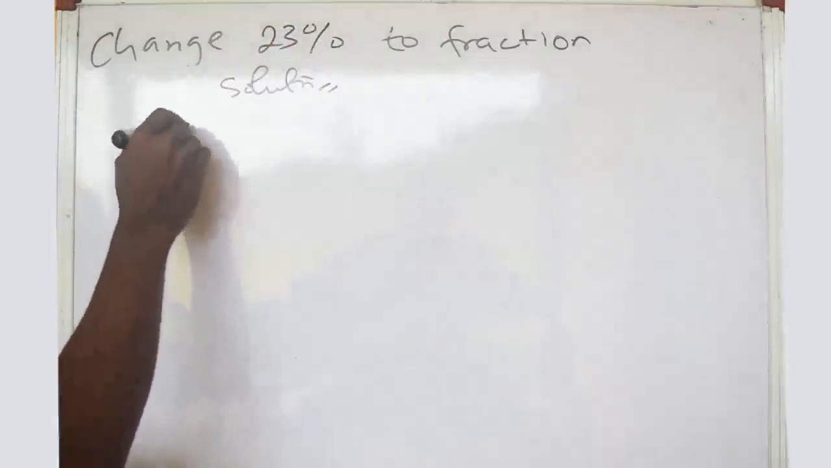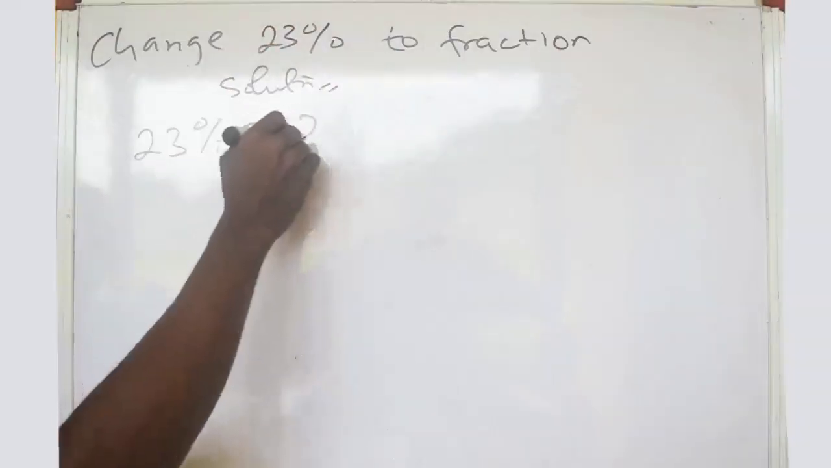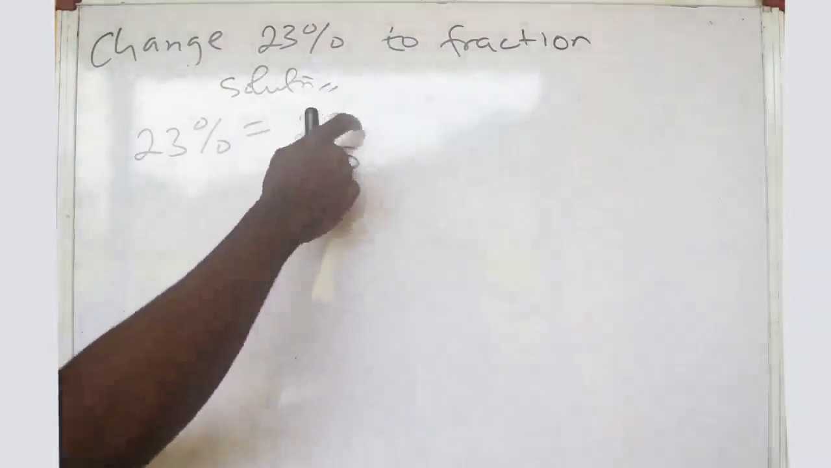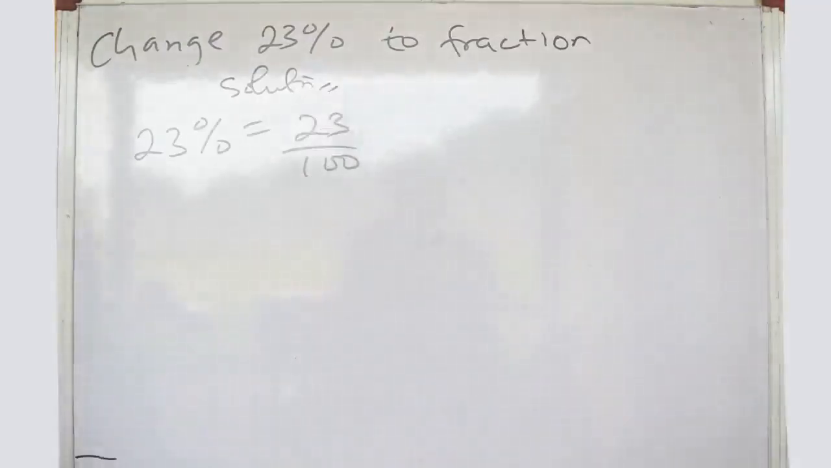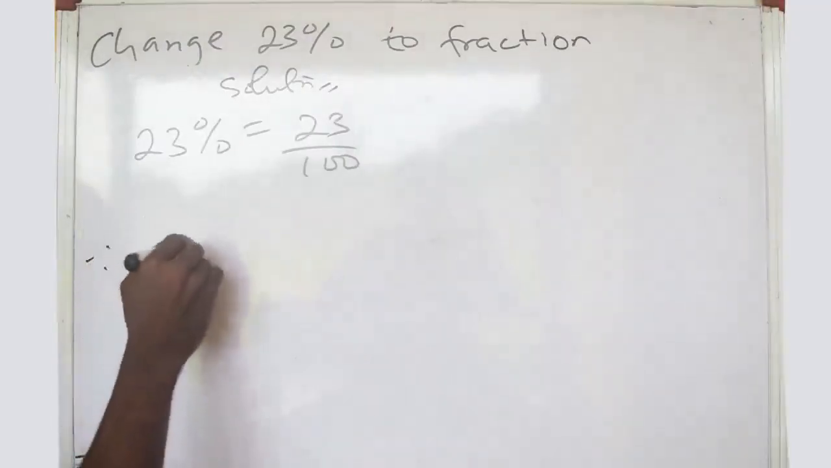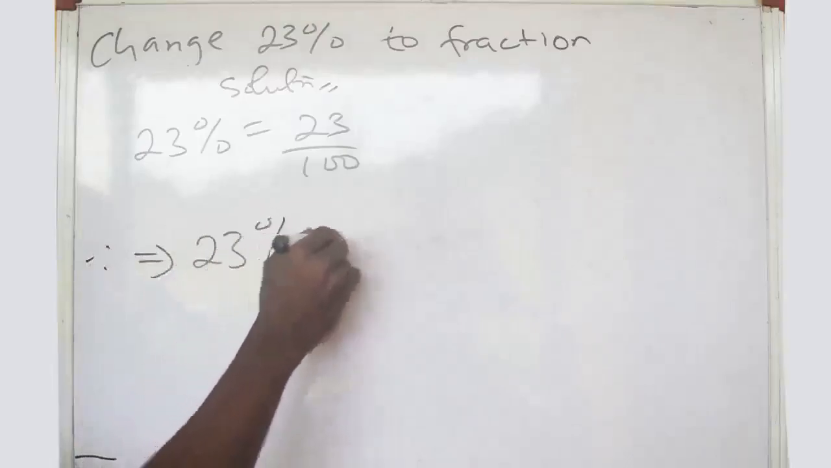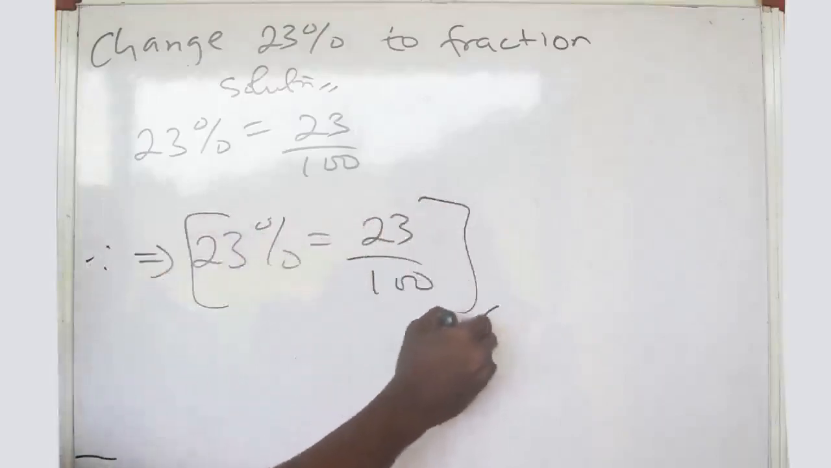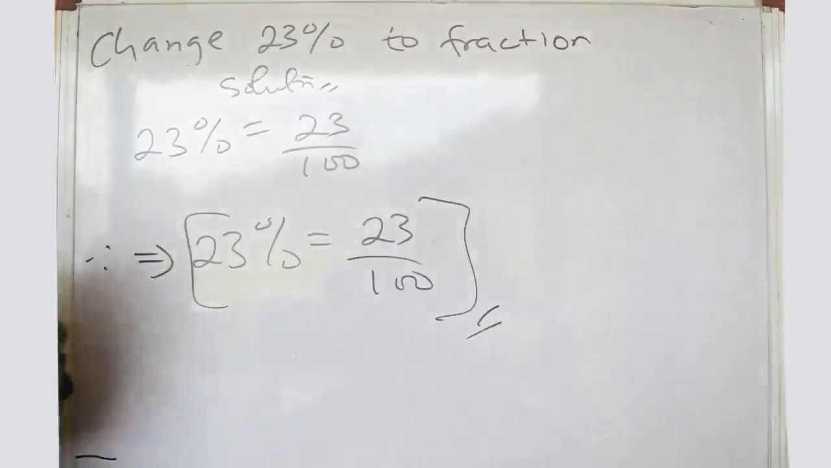Solution, 23% is the same as 23 all over 100. Absolutely, there is no other thing you will do. You calm down. It cannot be divided further because no number can divide 23 and still divide 100. So there is no need to write reduce to its lowest term. It is already in its lowest term. Therefore it implies that 23% is the same thing as 23 all over 100. So these two are the same, but existing in different forms.